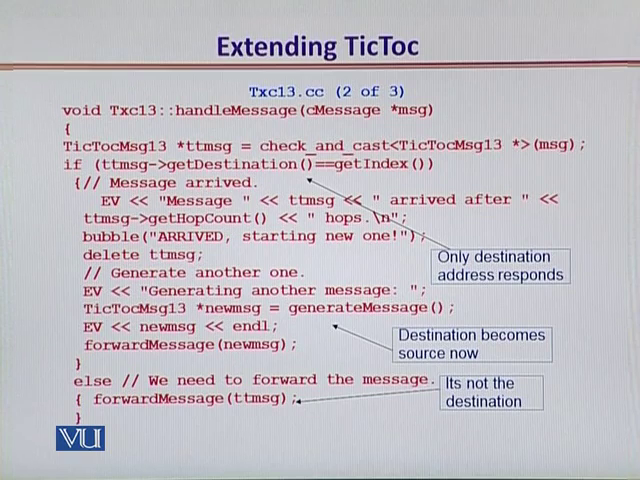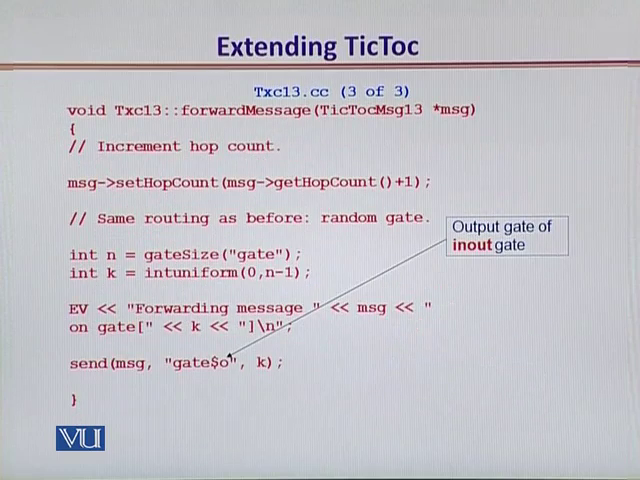Now, if the destination has not been reached, it means that this is not the destination, so the node must relay it, must forward it. So it uses the forward message. When we look at the forward message, we see here that the hop count is incremented, again using uniform random distribution. The destination is chosen and the message is forwarded. The forward message is also displayed onto the screen.